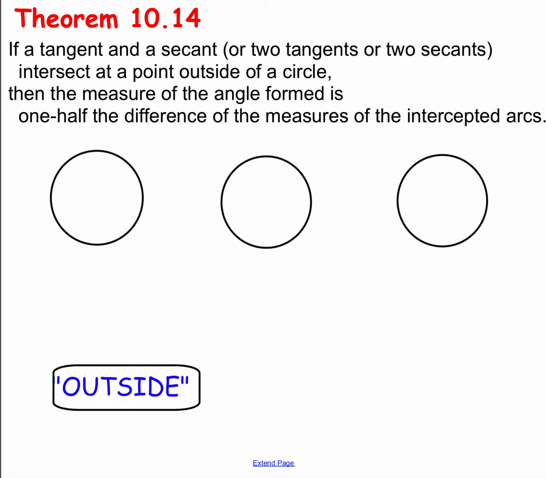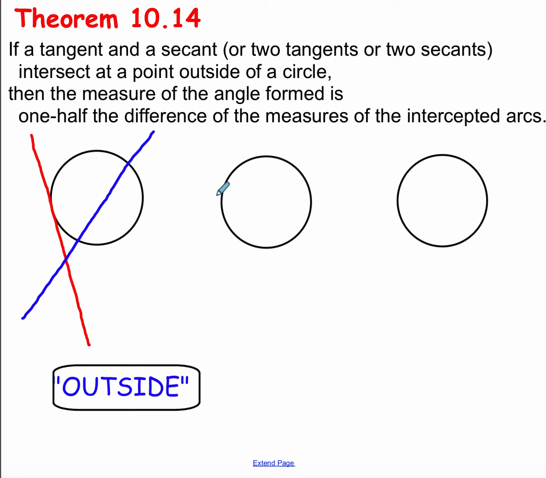First, let's draw a tangent and a secant, and they must be intersecting at a point outside of the circle. Remember, a tangent is a line that intersects the circle at exactly 1 point. So there's our tangent. A secant is just a line going through a circle. So I'm going to draw a circle, and it must intersect with this tangent at a point outside the circle. So I'm just going to draw a line right here. Boom. There we go. That's a tangent and a secant.